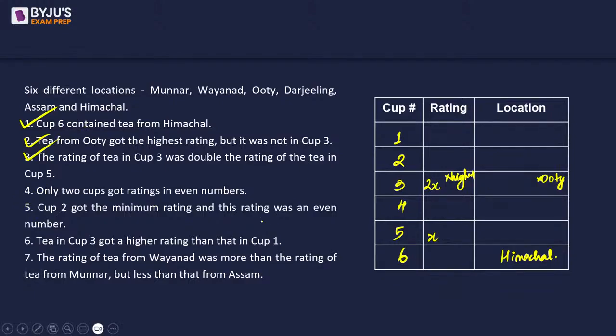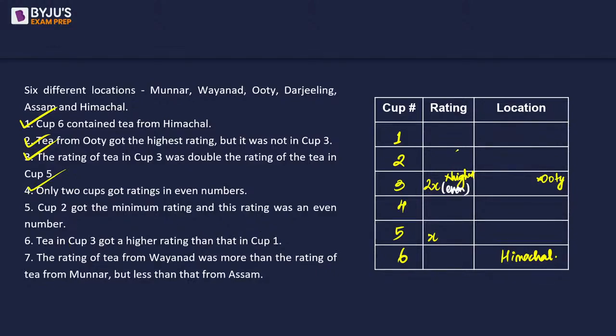Only 2 cups got ratings in even numbers, out of which one is this 2x already. ये already even है. There is one more number which is going to be even. It may be this x or it may be some other number. है ना? ठीक है. Cup 2 got the minimum rating and this rating was an even number.